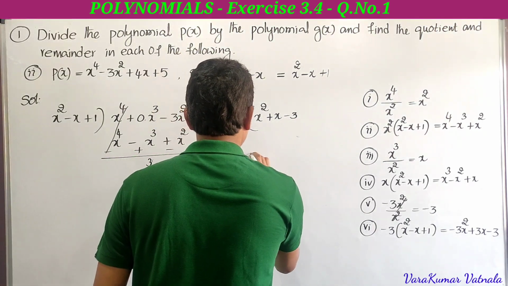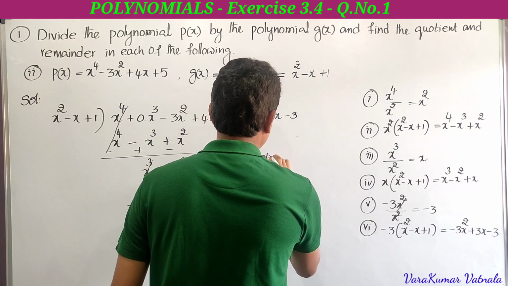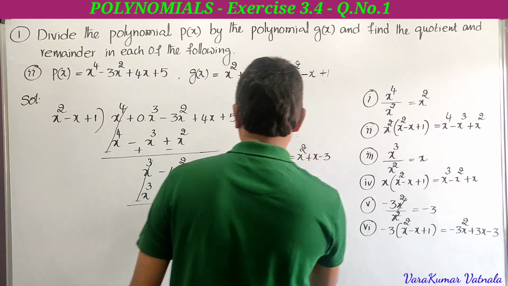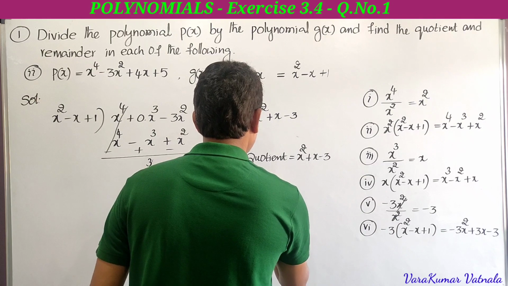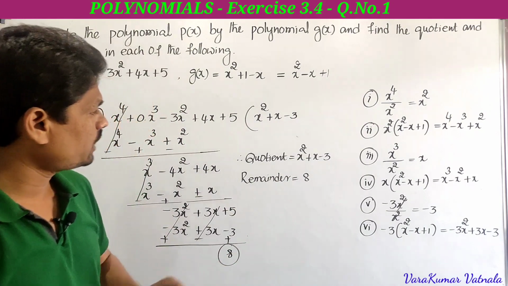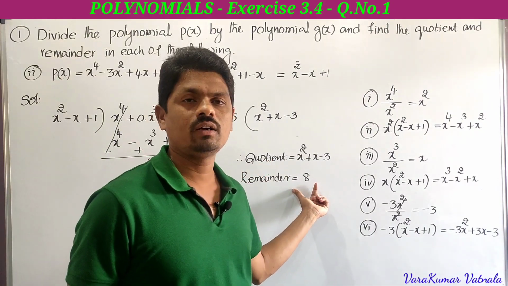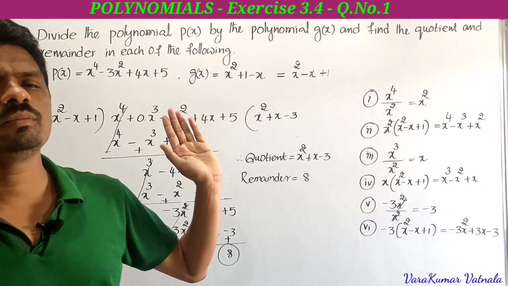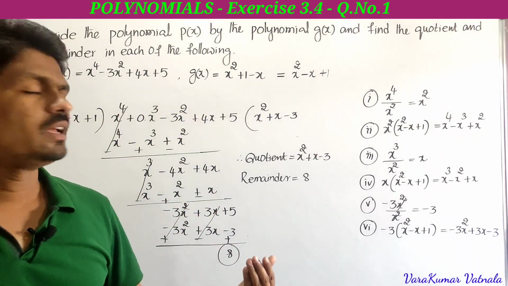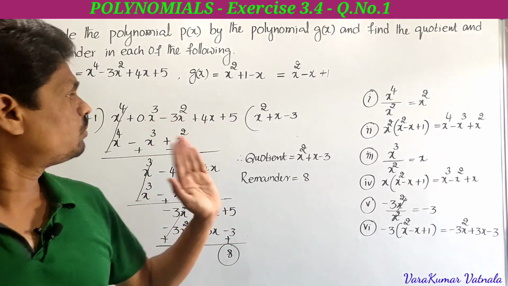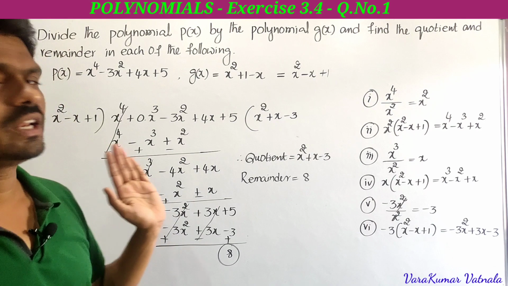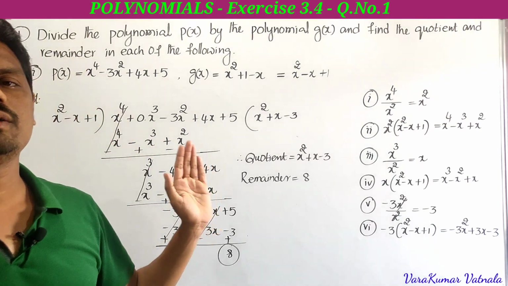So we can write quotient is equal to x square plus x minus 3 and remainder is equal to 8. So this is the second bit in the first problem. Simply you have to follow the steps, you can do it very easily. Here you must be careful with the signs, plus and minus. So this is the second bit in the first problem.